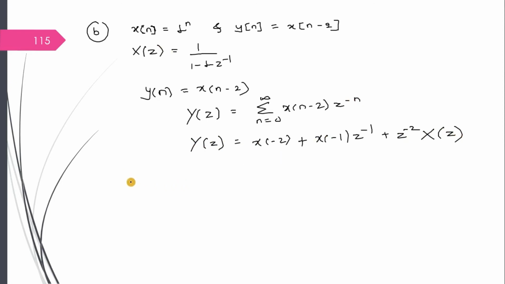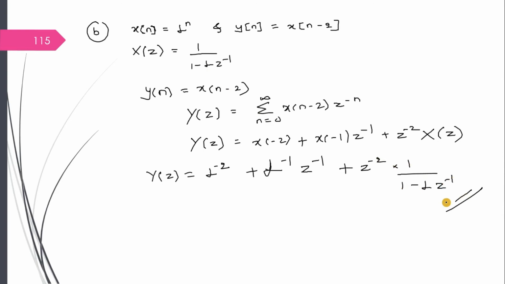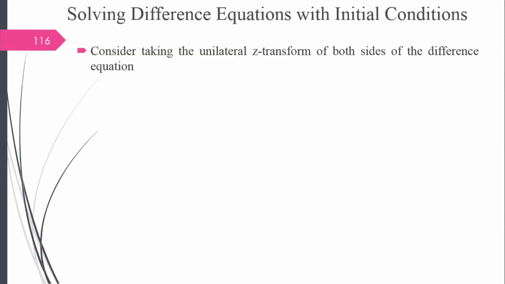So here y of z is equal to x of minus 2. X of minus 2 means n value is minus 2. Substitute n value as minus 2, so alpha raised to minus 2, plus n value as minus 1, alpha raised to minus 1, z raised to minus 1, plus z raised to minus 2 times x of z. What is x of z? X of z is here: 1 divided by 1 minus alpha z inverse. So this is the answer. Slight variation in the unilateral Z transform. It is same as the bilateral Z transform itself. Should be very careful about it here.